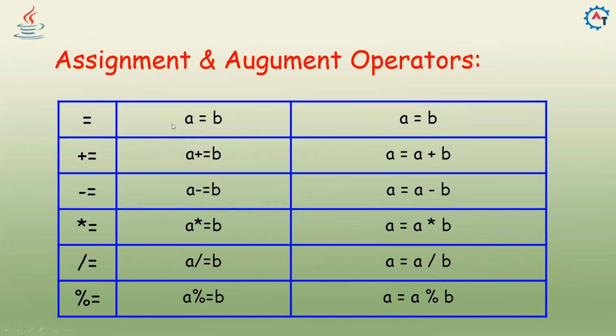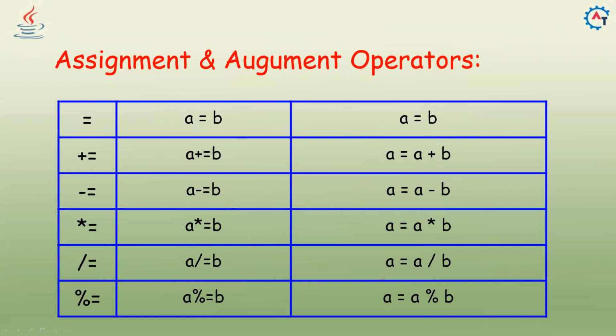So A equals B. A plus equals B means A is equal to A plus B. First you add, then assign that value to A. First you subtract and assign that value to A. Then multiply, then assign that value to A, something like that. This plus, minus, star, slash, these are arithmetic operators. We'll try to see everything with an example.